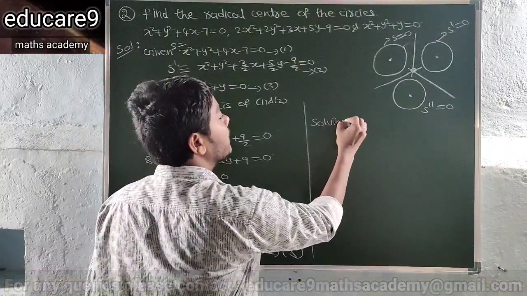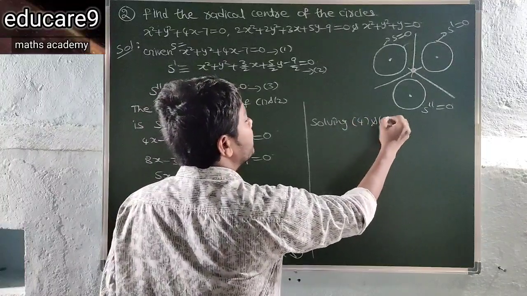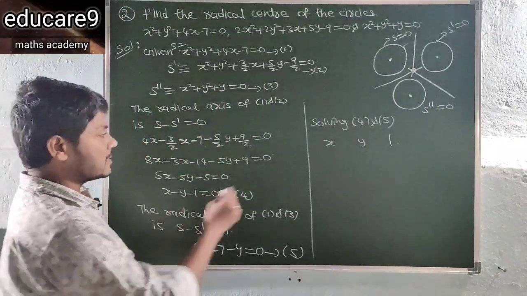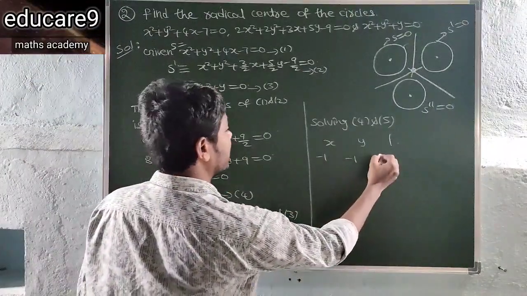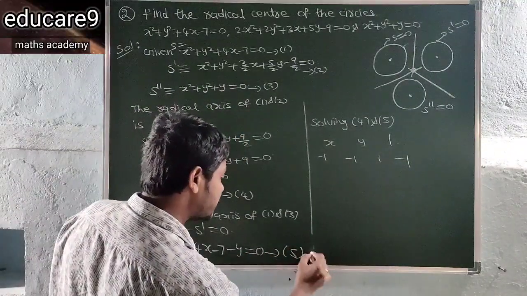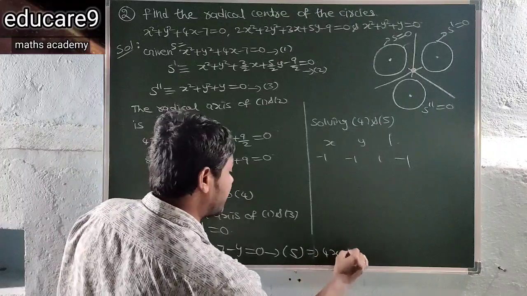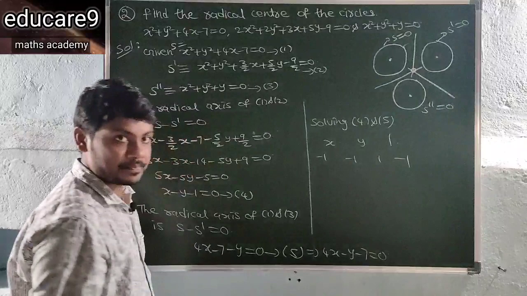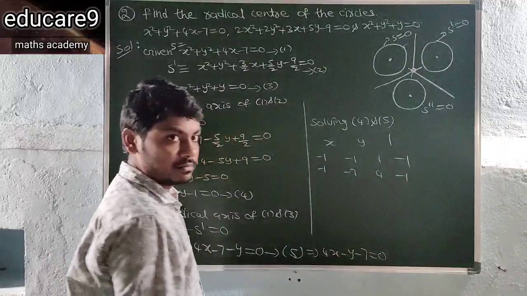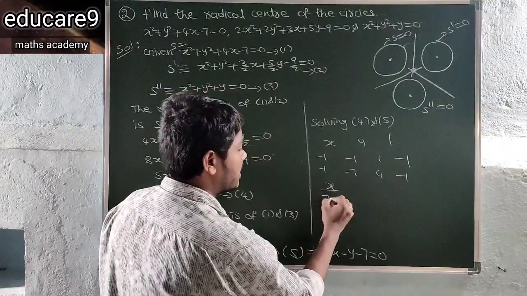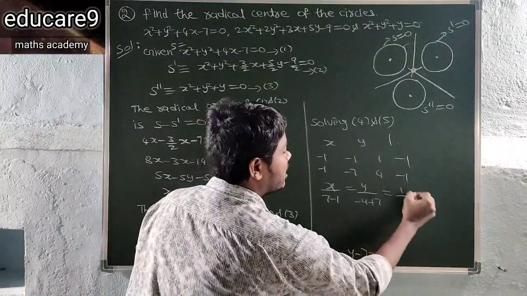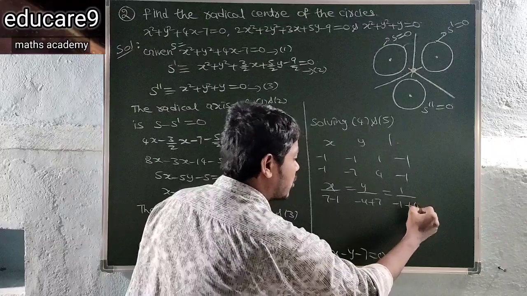So solving 4 and 5. So x, y, constant. So see here, this can be written as minus 1, minus 1, 1, minus 1. And here, how to write this one? 4x minus y minus 7 equals 0. Now this is minus 1, minus 7, 4, minus 1. So x by 7 minus 1 and y by minus 4 plus 7 and constant by minus 1 plus 4.